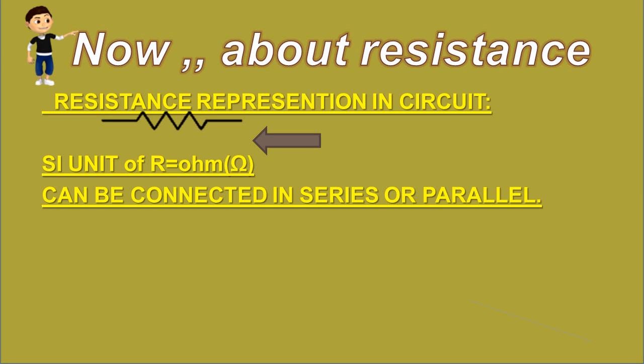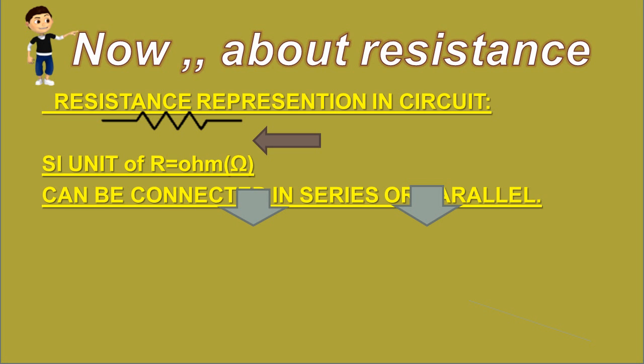As we studied, resistance acts as an obstruction in the path of current, so we can use it to alter the value of current in the circuit. Like if we increase the resistance value, the current would decrease. If we decrease the resistance value, current would increase. If we want to put resistance in the circuit, we can put it in two ways. The first one is series and the second one is parallel.